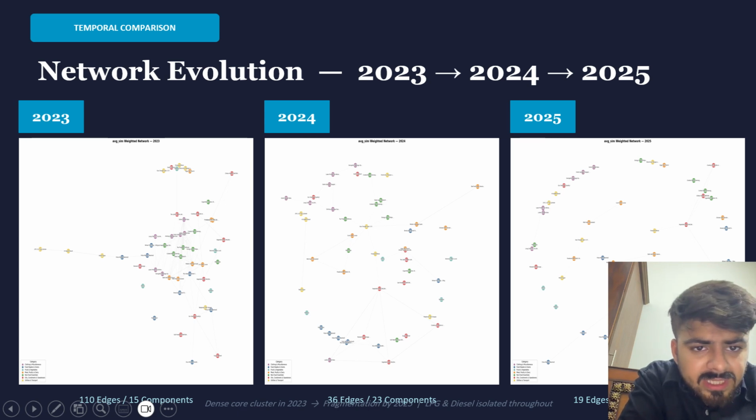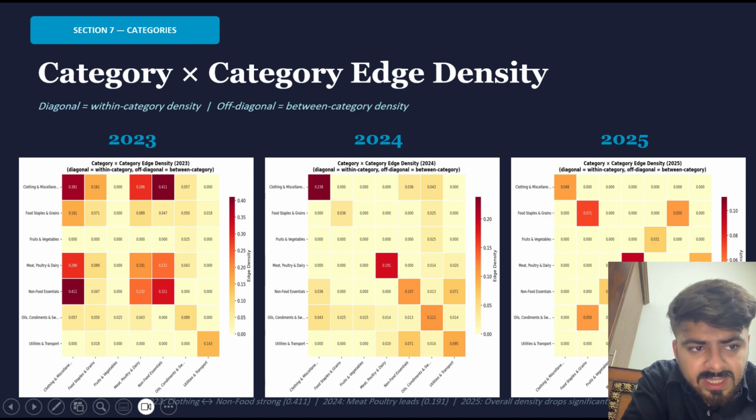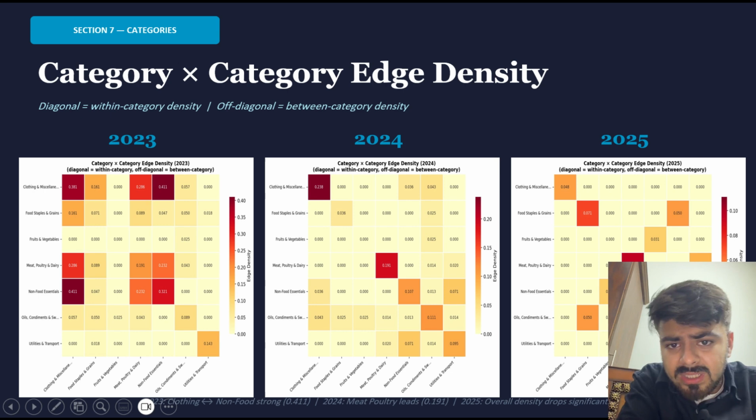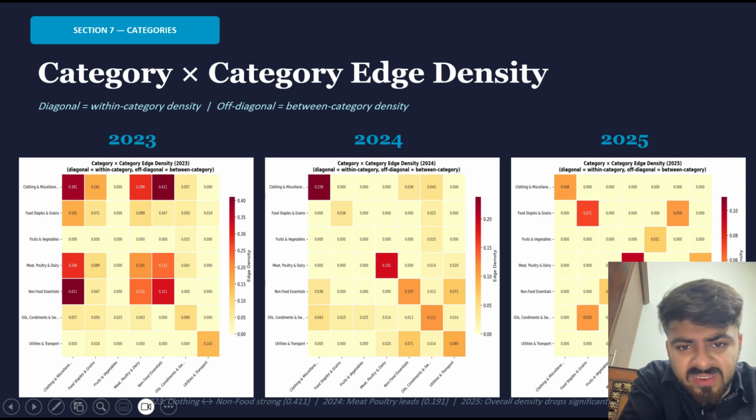The second is the weighted graph, where the edge weight is instead the average cosine similarity of that item pair across all cities. And this lets us distinguish strong co-movers from weak ones. And looking at the 2023 network, you can see a dense central cluster of food, dairy, and utility items, while energy products like LPG and high-speed diesels are isolated at the periphery. And this tells us fuel prices moved quite differently from food prices that year.